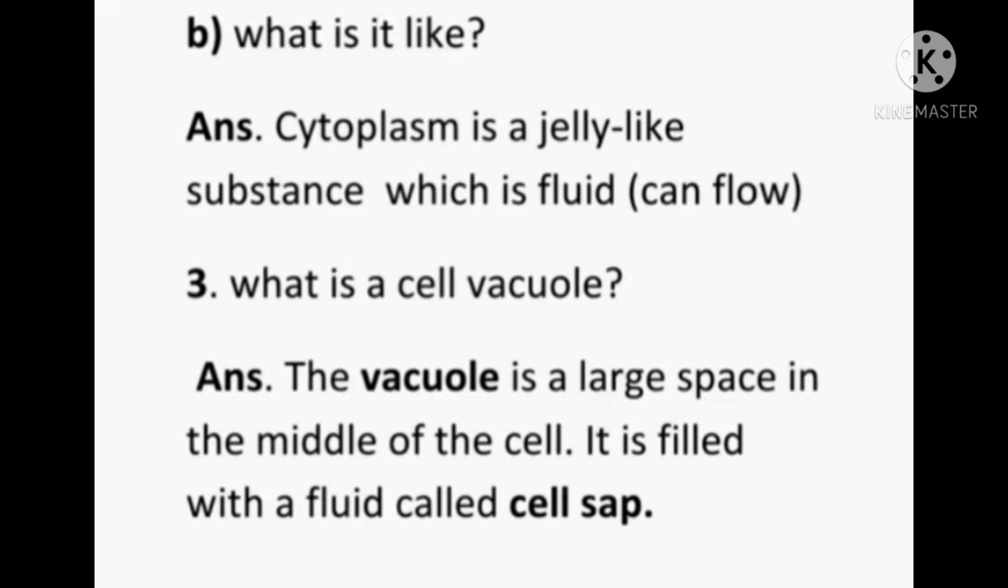Question number 3 is, what is a cell vacuole? The vacuole is the large space in the middle of the cell. It is filled with a fluid called cell sap.